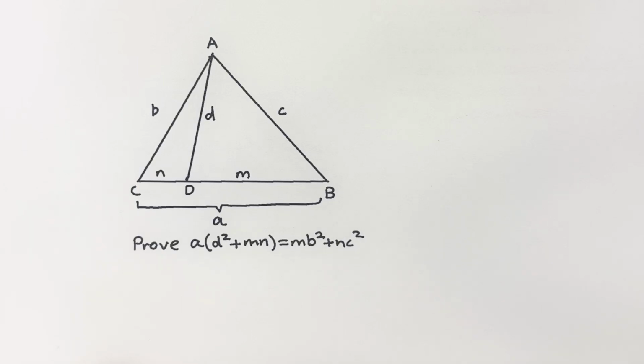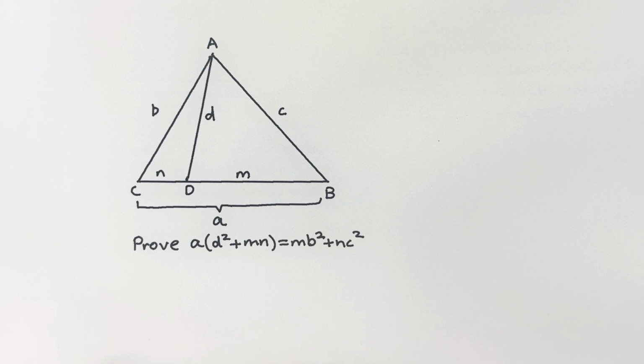In this problem, we are given that in triangle ABC, AC equals b, AB equals c, BC equals a. AD is a line such that D is on BC. CD equals n, BD equals m. Prove that a times d squared plus mn equals m b squared plus n c squared. This relationship is known as Stewart's theorem.